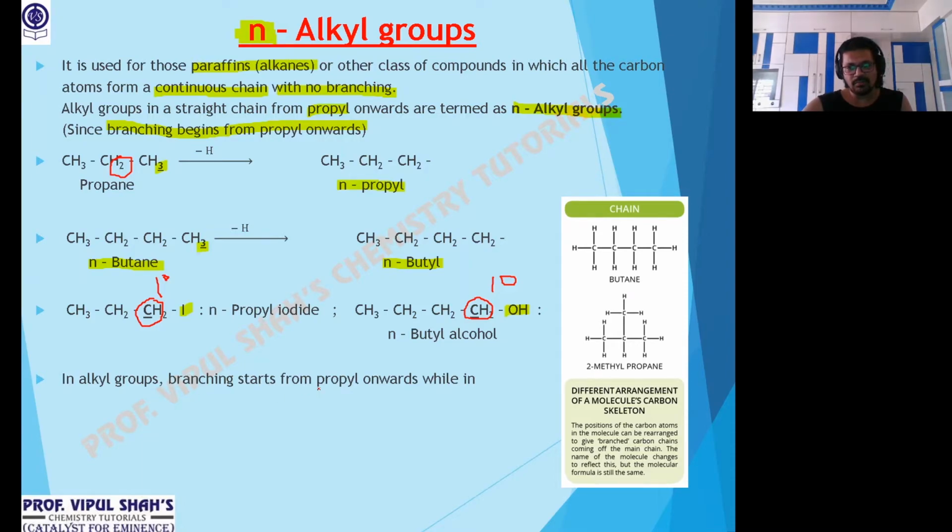Okay. Now more to add over here, we have in alkyl groups, this is the important point. Branching starts from propyl onwards. While if I talk in terms of alkanes, the branching starts from butane onwards. All right, so please be very clear. Make a note of this. In alkyl, branching from propyl, in alkanes from butane.